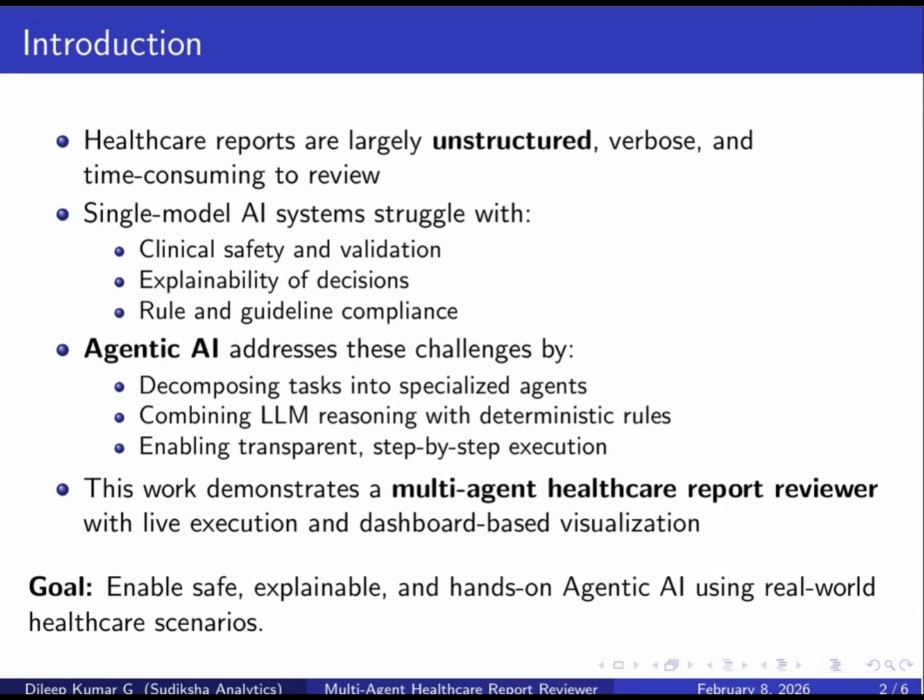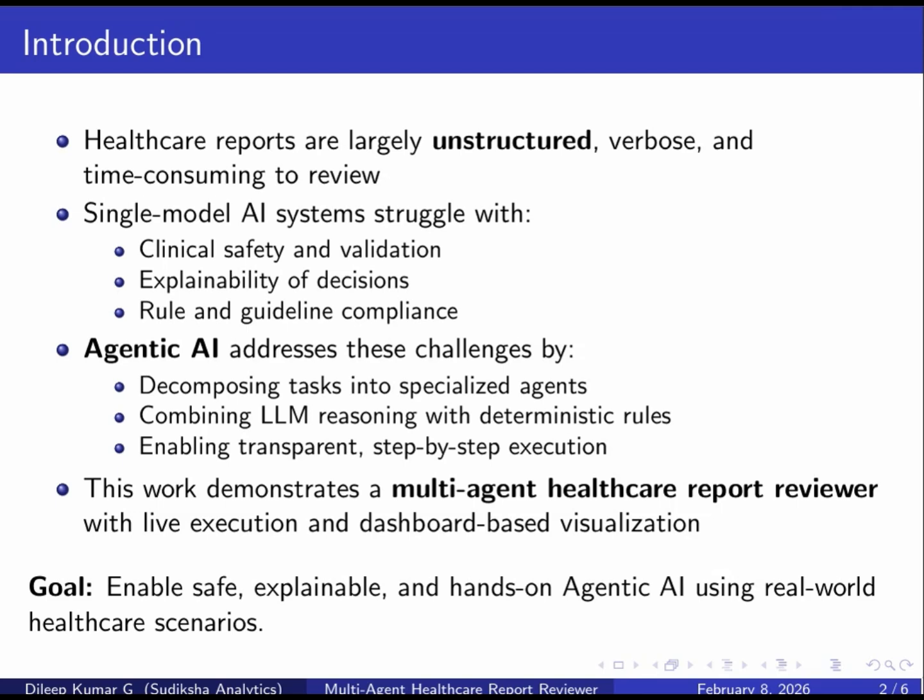The domain I would like to take is healthcare. Healthcare reports are largely unstructured, so it's difficult to understand or process the data from the reports. A single-mode artificial intelligence system can struggle with safety and validation of the data, and with explainability, meaning they cannot present the data in a user-understandable form, and the rules and guidelines are not properly stated. So if you apply traditional AI and agentic AI, there can be multiple benefits.